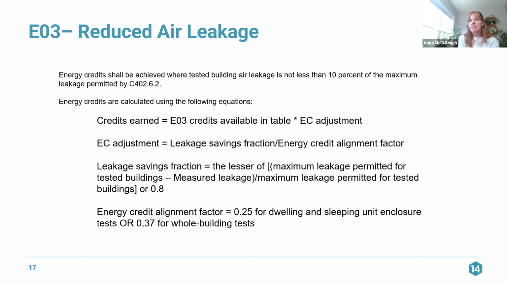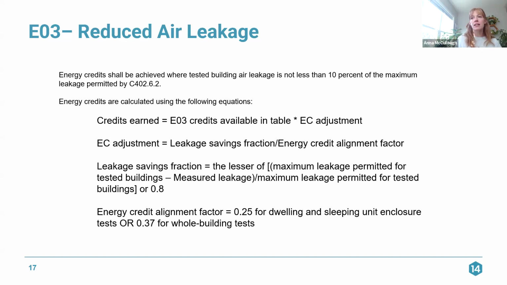So the leakage savings fraction is the lesser of the maximum leakage permitted for tested buildings, which is different if you're multifamily than if you're just a commercial building, minus the measured leakage, divided by the maximum leakage permitted for tested buildings. It's your percent reduction, right? Or 0.8, whichever is less.